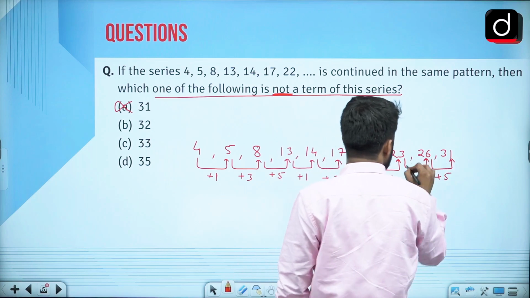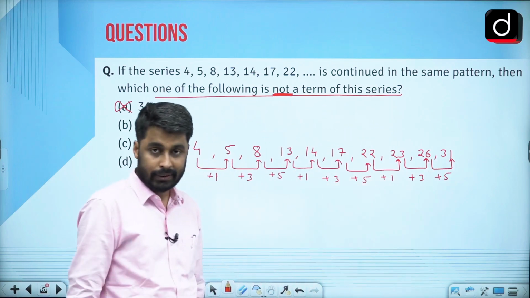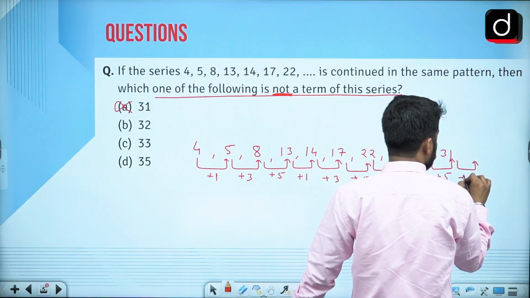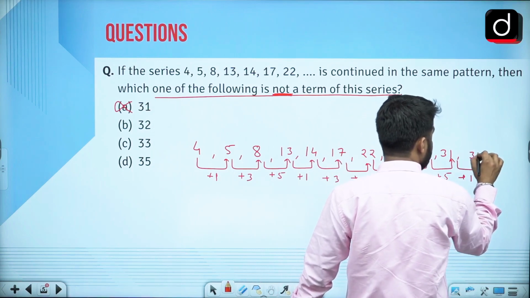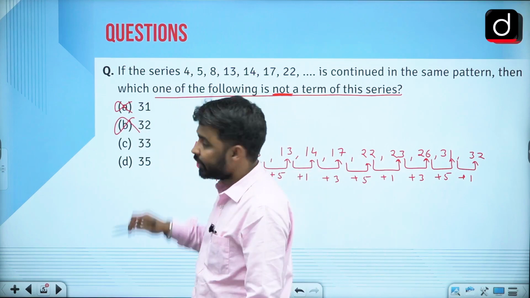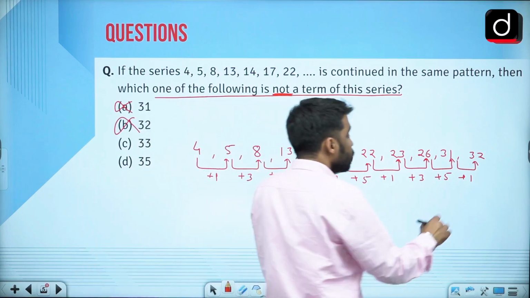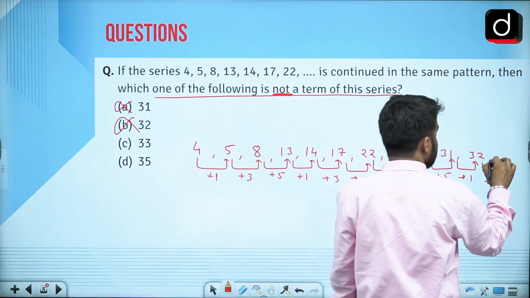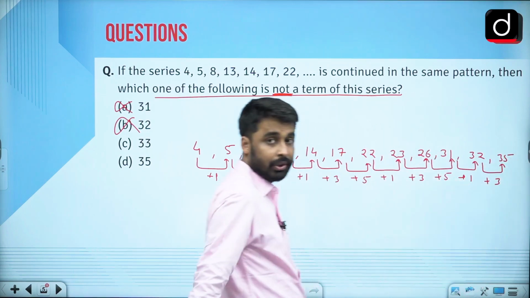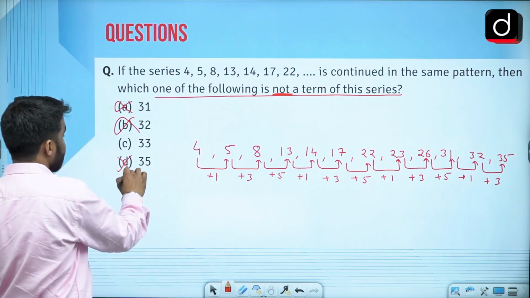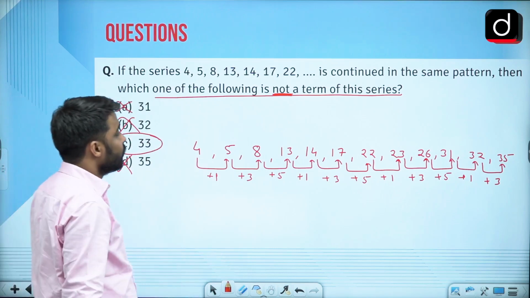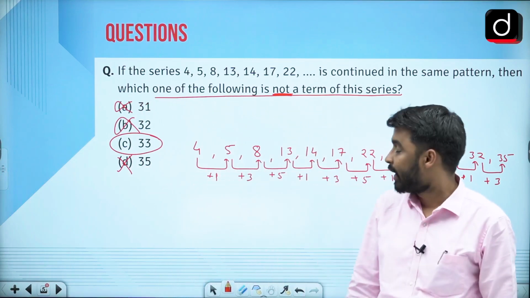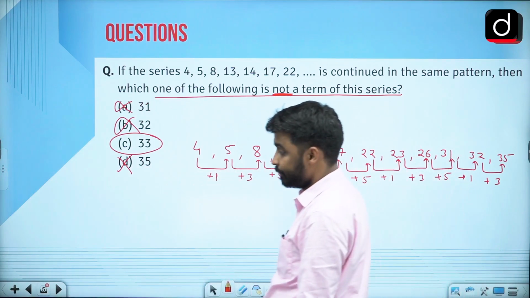I have to find the term which will not be in this series. Now after 1 3 5, my next addition factor would be 1, 31 plus 1, 32. So 32 will also be in my series, and from 32 my next addition factor would be plus 3, 32 plus 3, my next term would be 35. So 35 will also be in this series. That means 33 will be the term which is not in this series. So my answer would be 33.